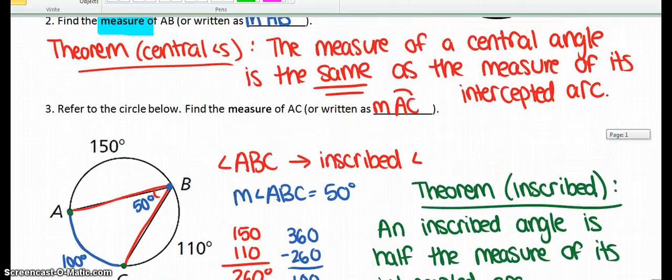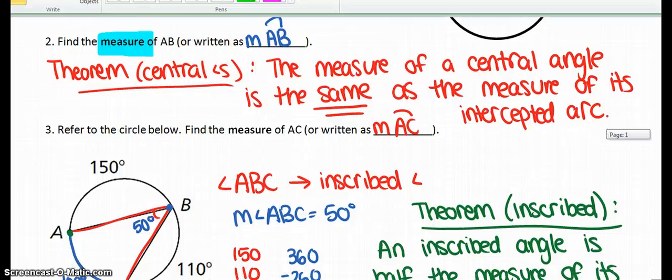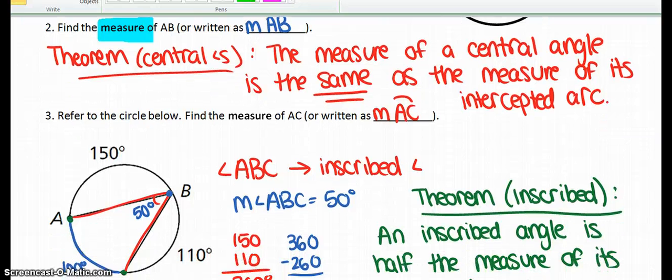Okay, so now that I've given you the theorems and the information, you should be able to find the measure, keyword being measure here, of arcs and central and inscribed angles.